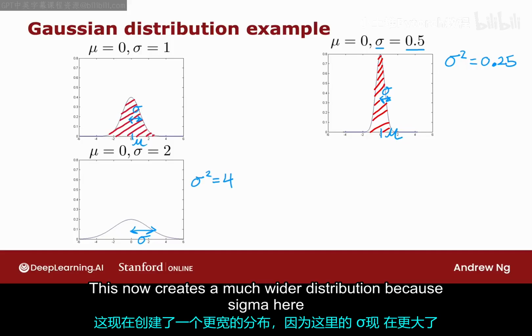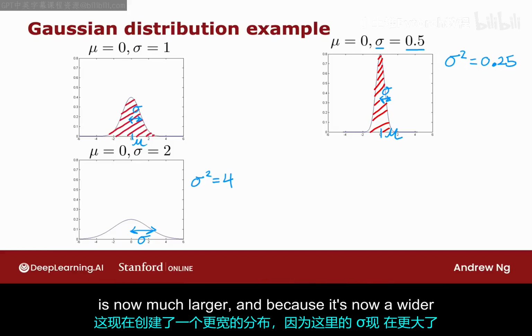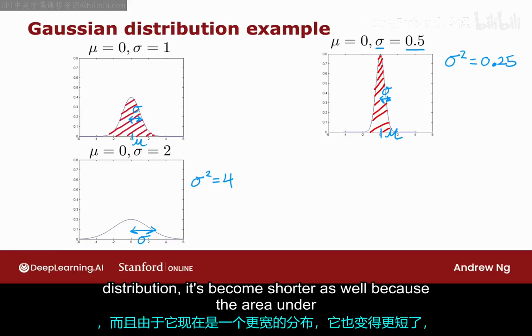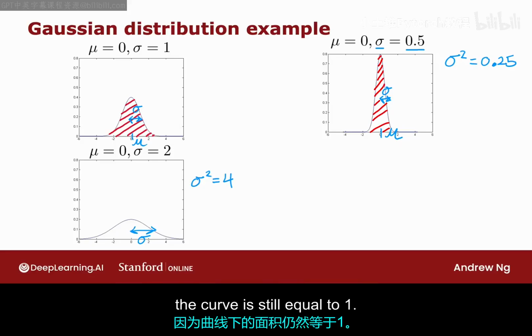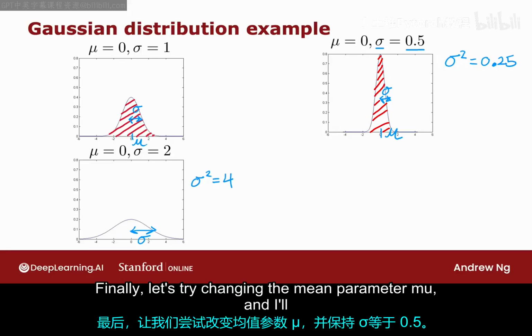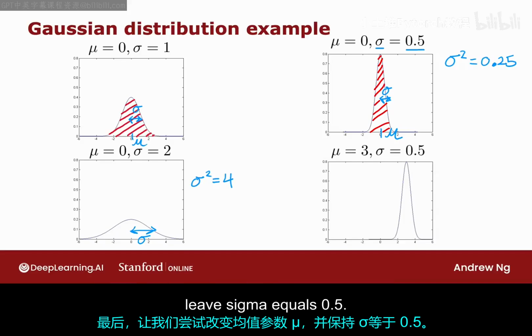This now creates a much wider distribution because sigma here is now much larger. And because it's now a wider distribution, it's become shorter as well, because the area under the curve is still equal to 1. And finally, let's try changing the mean parameter mu, and I'll leave sigma equals 0.5.